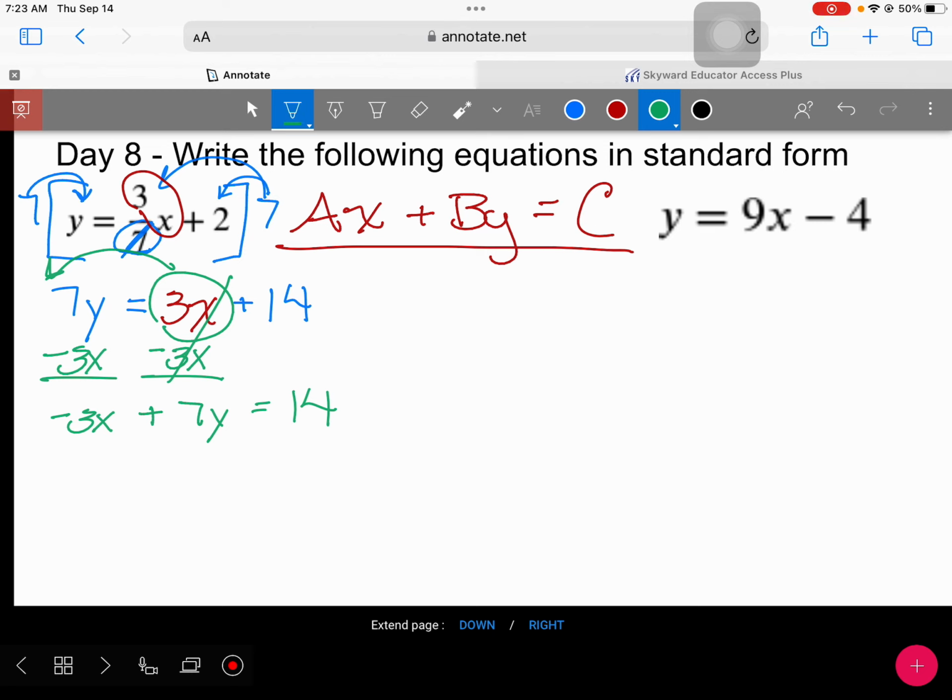Now, that looks pretty good, right? Except for one thing. When you have standard form, we always want a to be positive. So what do I need to do here? I always say multiply, just because I think multiplying is easier. You can divide the same way, but basically you are going to switch the sign on every term. So a negative times negative is positive 3x. Negative times your positive is negative 7y. And positive times negative is negative 14.